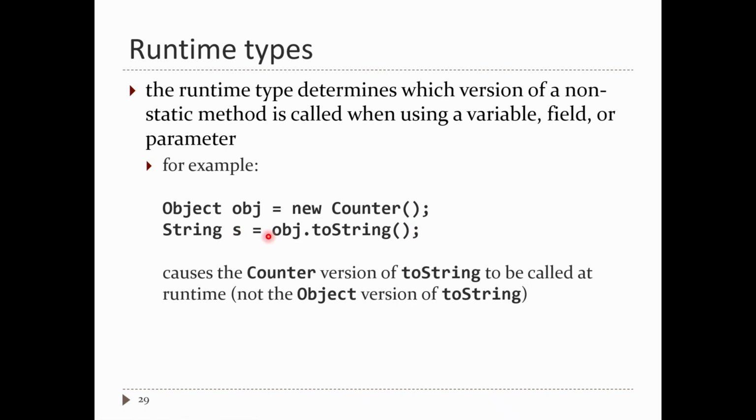Now, what version of toString do I get? I get the Counter version of toString. So the right-hand side, or the runtime type, determines which version of the method you get when the method actually runs. Here, I get the Counter version of toString. I don't get the Object version of toString.